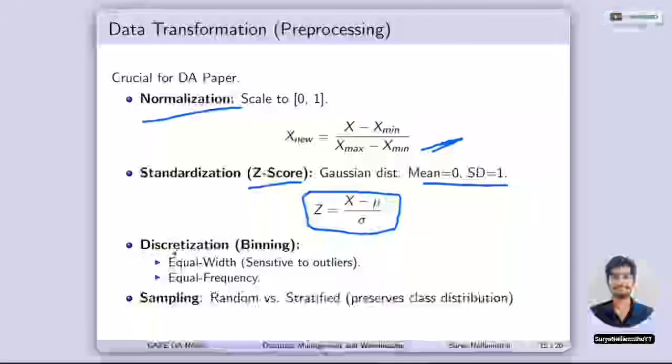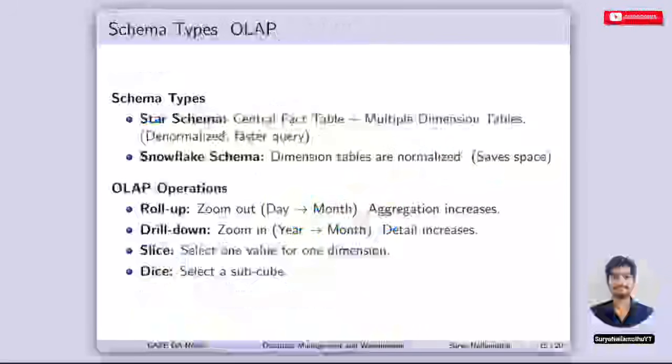Next, discretization. It is nothing but binning. In binning with equal width, it is sensitive to outliers. Then equal frequency binning also happens in discretization. Then sampling. Sampling means we take some random data points for the execution process by applying the pre-processing step. This is known as sampling.